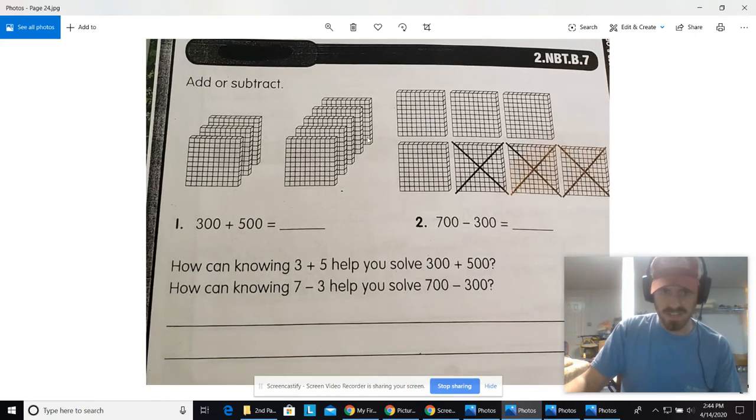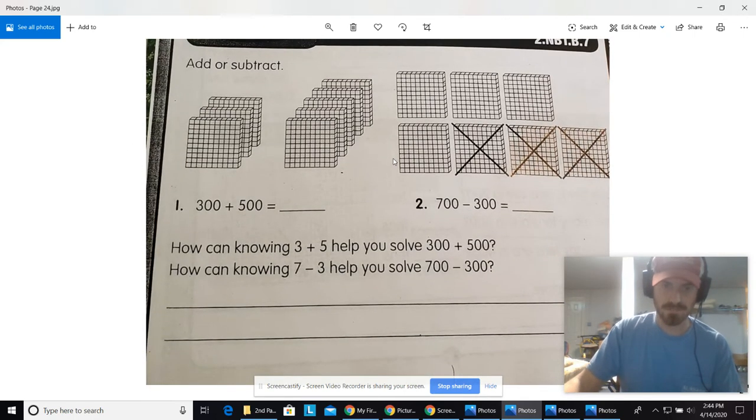So looking at this one here, it has your base 10 blocks drawn for you. So it looks like you're adding hundreds and subtracting hundreds. Here it wants you to do 300 plus 500, which I believe that you can do. And I also believe you can do 700 minus 300. The question that it's asking is, how can knowing 3 plus 5 help you solve 300 plus 500? And it asks the same thing for 7 minus 3 and 700 minus 300.